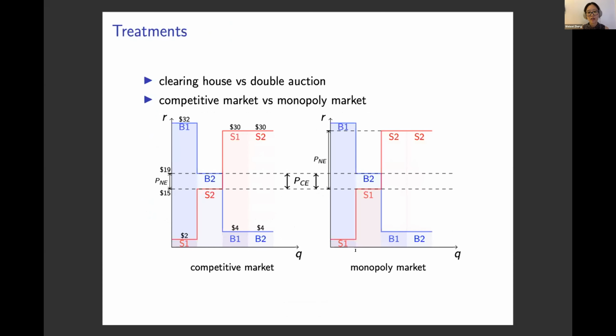And here we are going to compare the competitive environment and the environment where there is a monopoly, as I showed before. And also we will use double auction as our benchmark to compare the result of our clearinghouse with. Indeed, the mechanism we propose here is actually a static version of double auction.